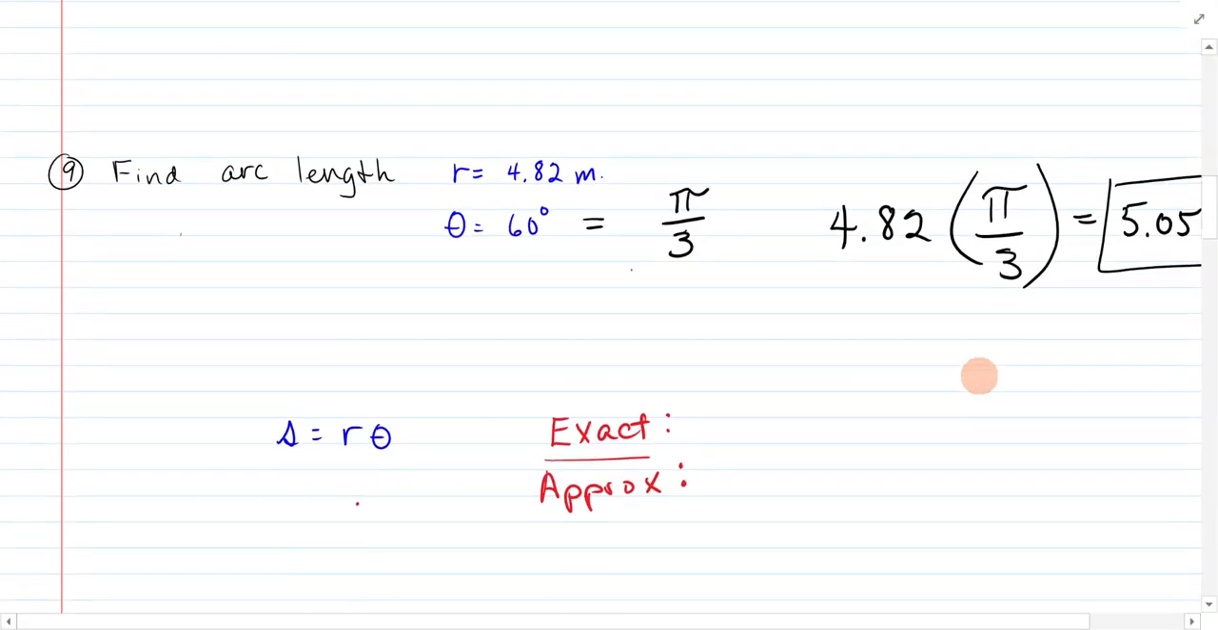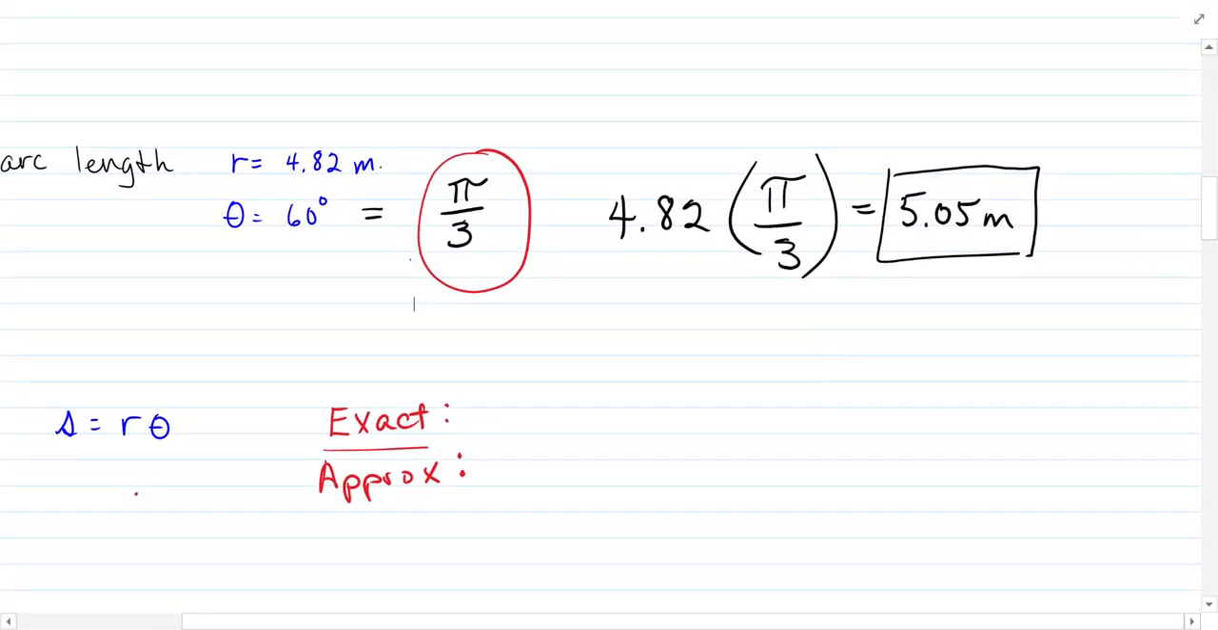All right, find the arc length given this r and that theta. You've got 4.82 and theta is in 60-degree mode. So before we work, we want to change that to pi over 3. So now you have 4.82 times pi over 3 equals 5.05 meters.